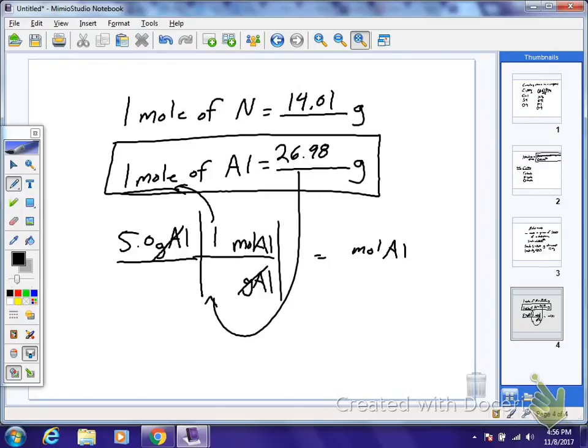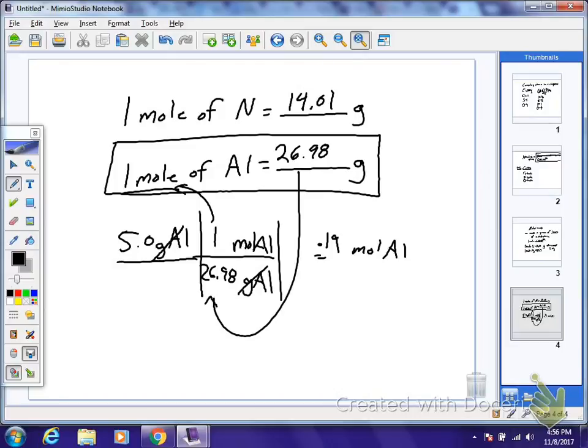So for every 1 mole, I've got 26.98 grams. Right? So when I divide, that's a divider. I've got less than a mole. So I go 5 divided by 26.98, and that's 0.19 moles. So I got about a fifth of a mole. 0.2 would be a fifth of a mole.